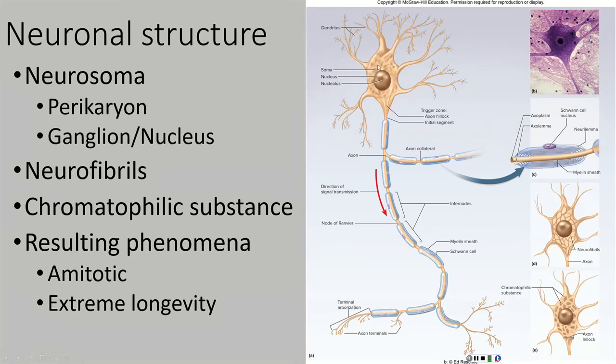Now, since all of these organelles are kind of held in a very small portion of a neuron, up here in the soma, we get a couple of weird features that are pretty unique to neurons. First, neurons are amitotic. That means they do not go through cell division. They do not go through mitosis.